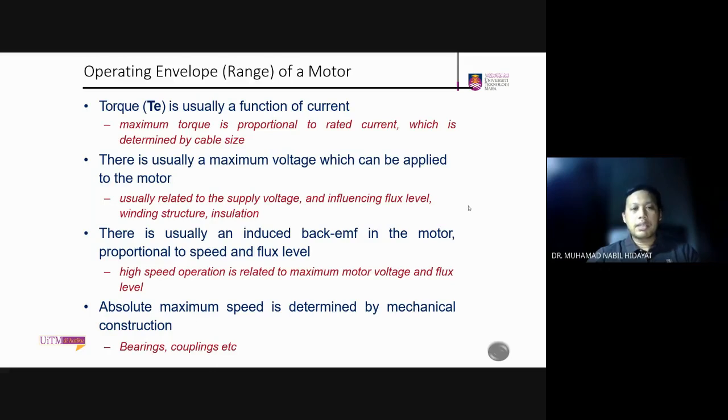And the absolute maximum speed is determined by the mechanical constructions, such as friction in bearings, in couplings, and so on.